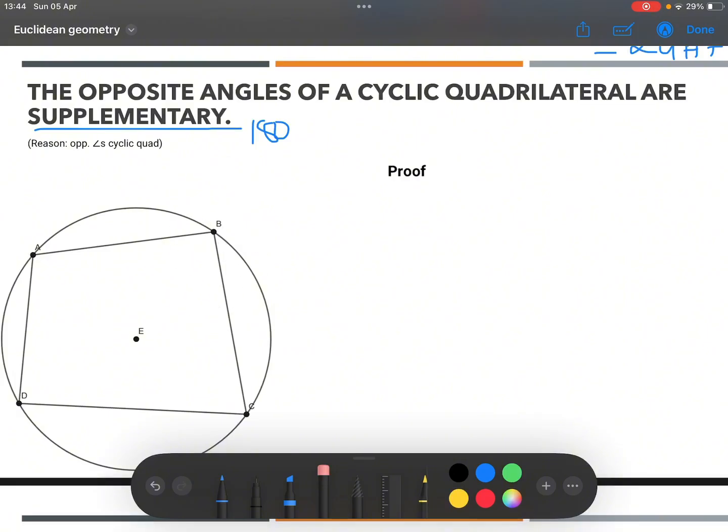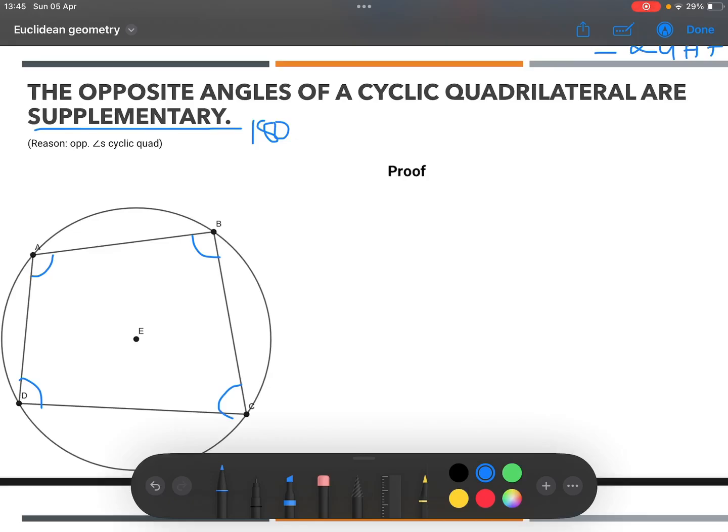Now, the first thing when we prove, we're going to construct. Before you construct, you need to check what you are required to prove. If you are required to prove that A and C are equal, you're going to construct what you are not required to prove. And if you are required to prove that B plus D is equal to 180, then your construction will be based on A and C.